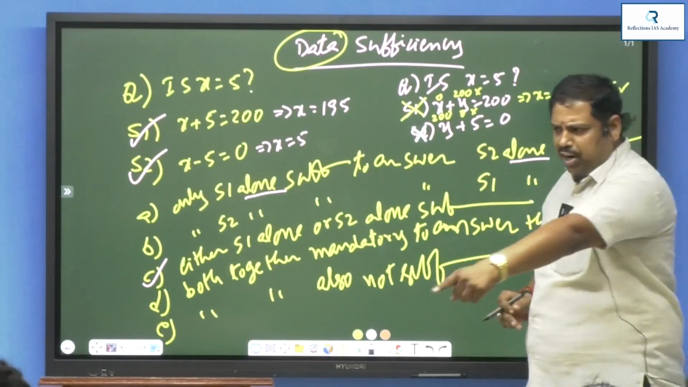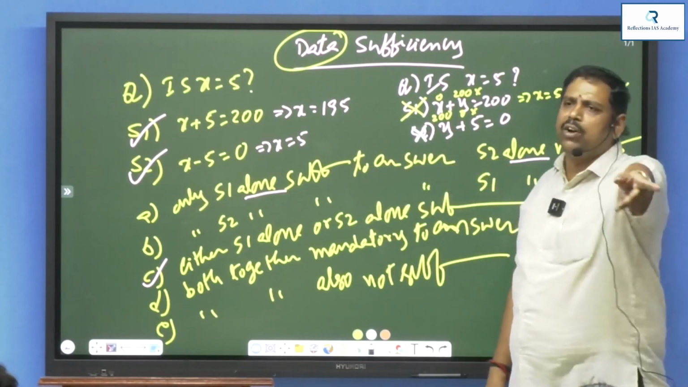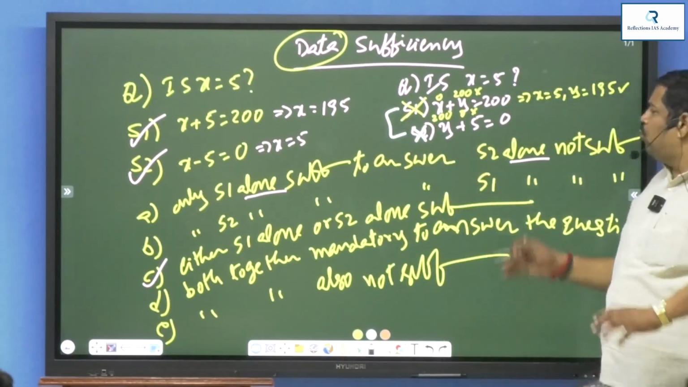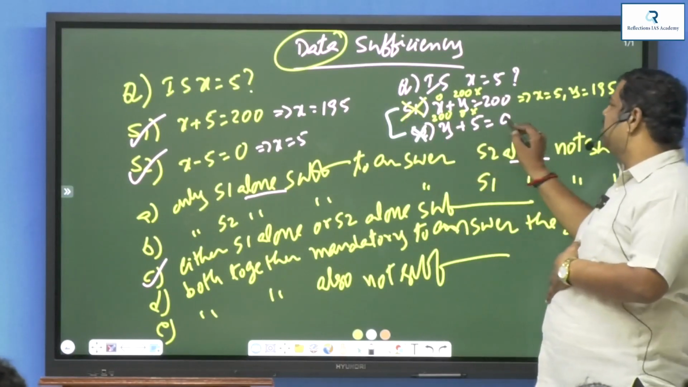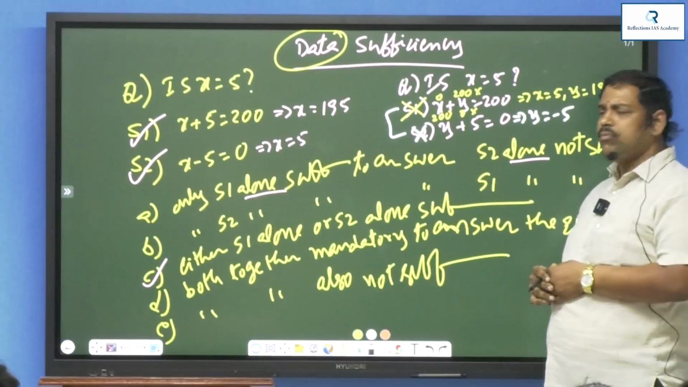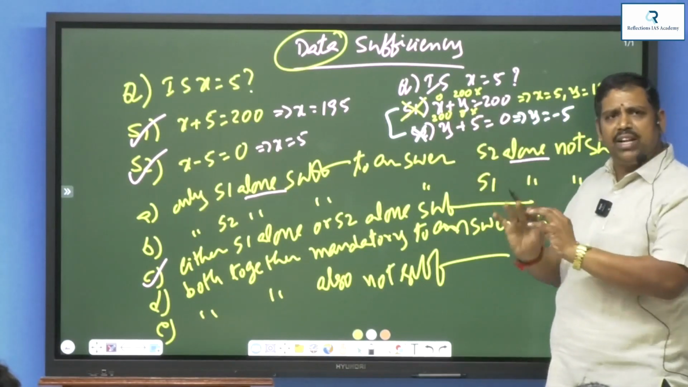So individually she failed to move there, she also failed to move there. Then what they will do? They will go for together, right? Okay, now both are trying together. When both are trying together, y plus 5 is equal to 0 means what is the value of y? Minus 5. If I substitute y is equal to minus 5 here, will you get the value of x or not?